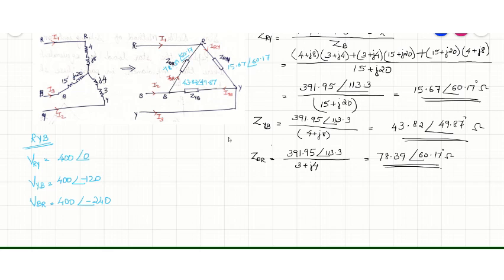Now we can find out the values for the currents. The phase currents can be calculated: IRY, IYB and IBR. So first let's find out IRY.